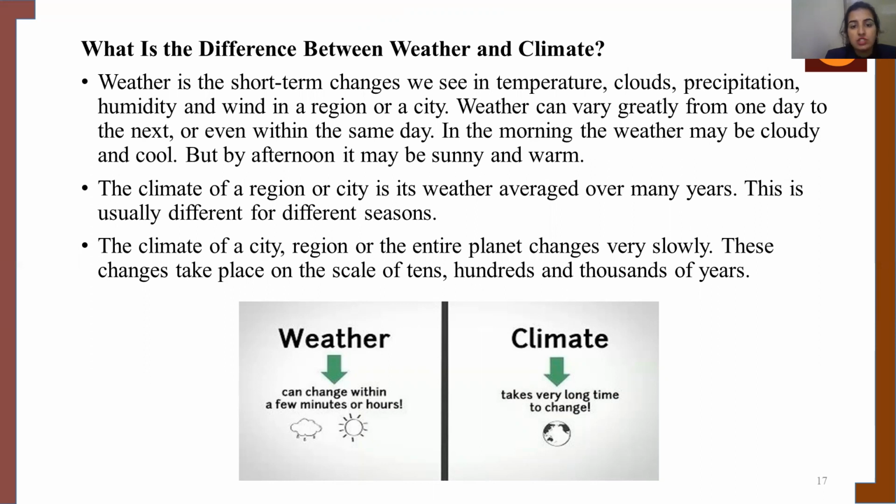The climate of a region is the weather average over many years. So the average of the weather over many years in that particular region is known as climate. And moreover, the climate of a region or a city or the entire planet changes very slowly. These changes take place on a 100-year or 1,000-year scale. So when such changes happen, it affects the Earth's environment or Earth's ecology totally. So that is the main difference between weather and climate.